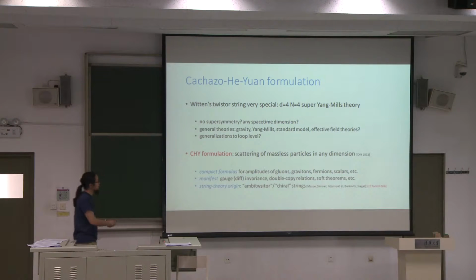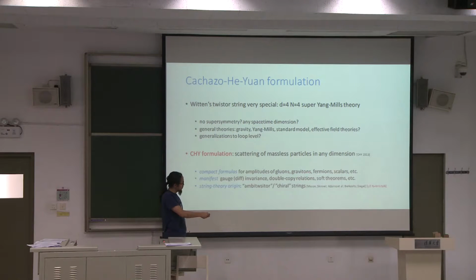So we'd like to overcome this problem, and this is the topic of this talk: we try to answer this question. We will provide one answer to this question, which describes any massless particle scattering in any space-time dimension. Basically, you will see that we can provide very compact formulas for arbitrary multiplicity scattering of gluons, gravitons, and other particles in various theories.